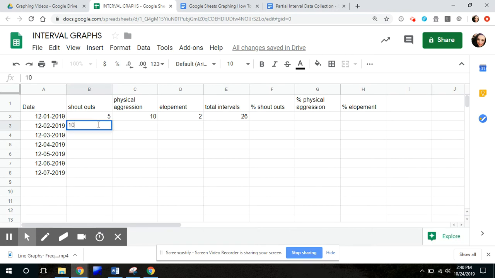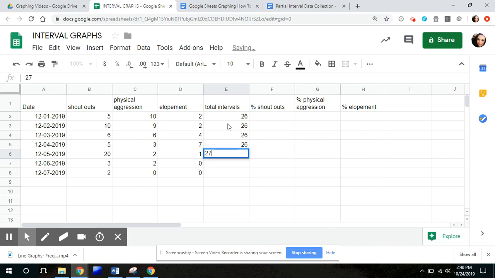Right, so now I'm just going to put in some data. Elopement. All right. So as long as they were there bell to bell and we were taking data bell to bell, my data sheet is 26 intervals. However, on the 6th, they had a doctor's appointment. They came in late. I count the number of intervals. There was only 15 that day.